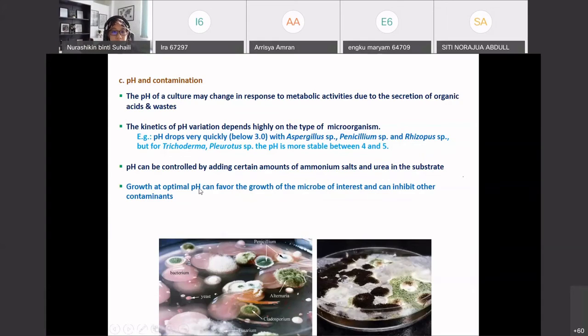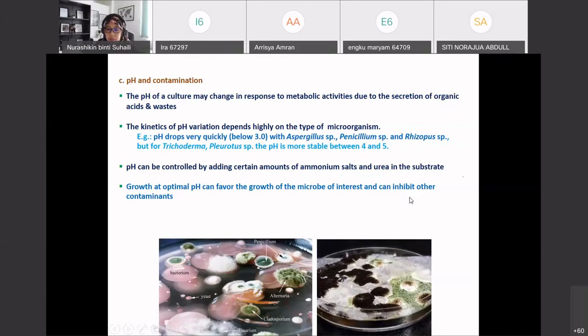So why is pH important? Because it is one of the factors that affect the growth of the microbes. Certain microbes cannot grow in acidic conditions, certain microbes cannot grow in basic conditions. So that's why pH plays an important role in cultivation, including SSF.